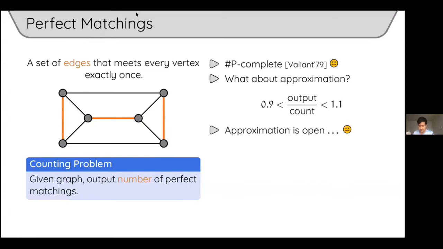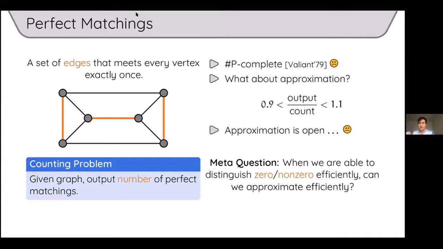Unfortunately, for this question, we don't know whether approximation is possible or not. The question is still open. There is evidence that maybe algorithms that people had hoped for wouldn't work, but there is nothing very concrete about either direction of this question.